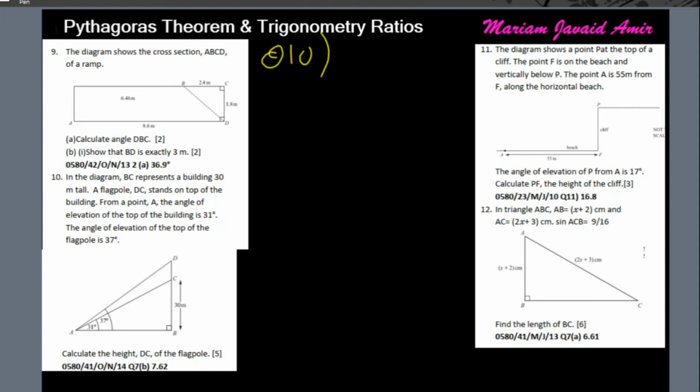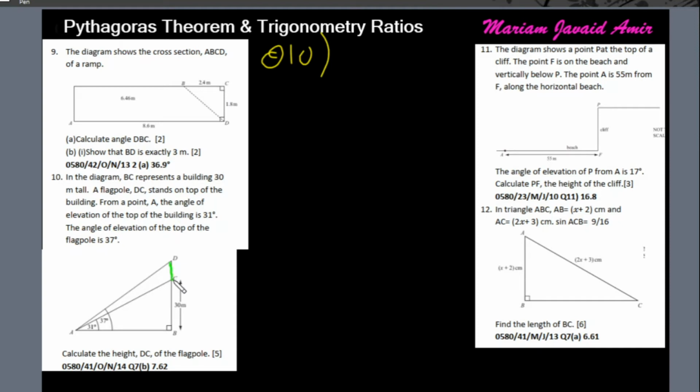We can see that in the figure, so we don't have to worry about the terminology angle of elevation. We'll do that next year in grade 9. The angle of elevation on the top of the tower is 37 degrees. That too we can see in the figure. Calculate the height DC. So we need this height DC.